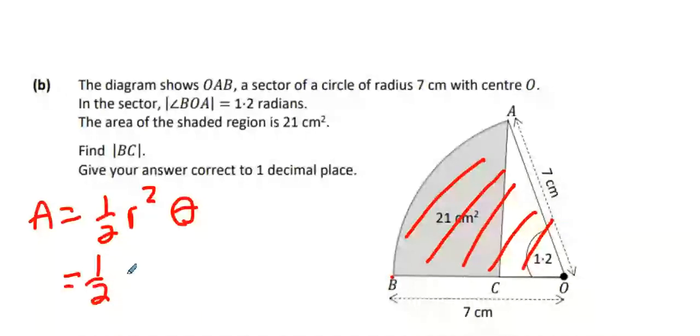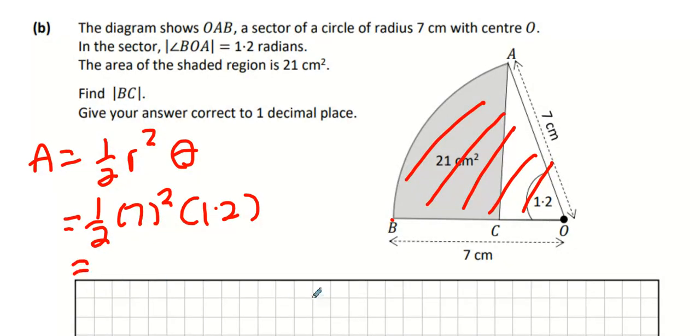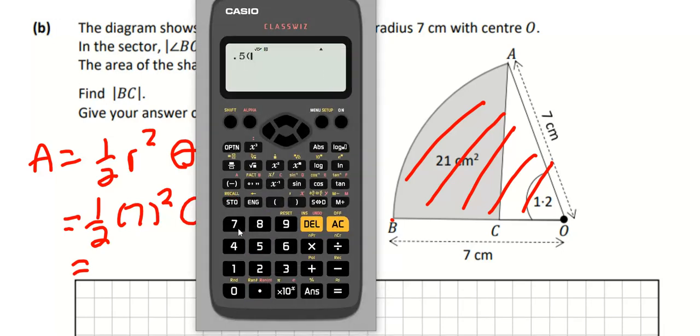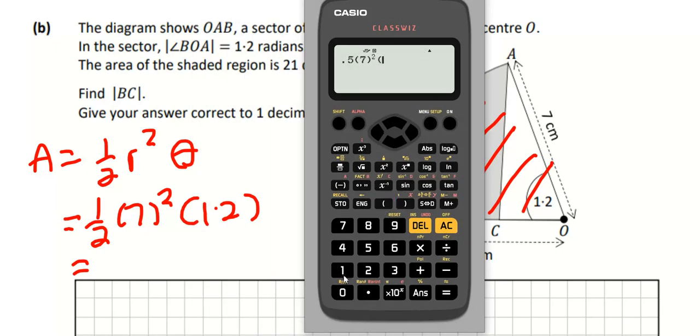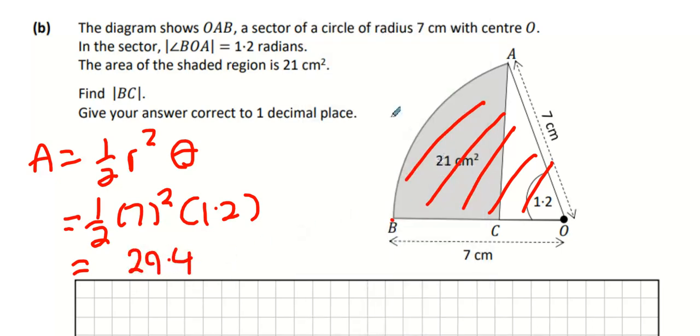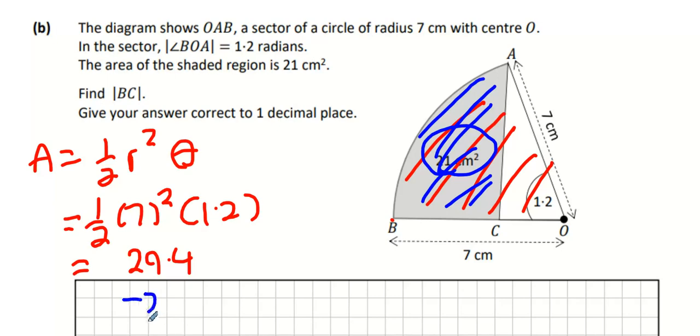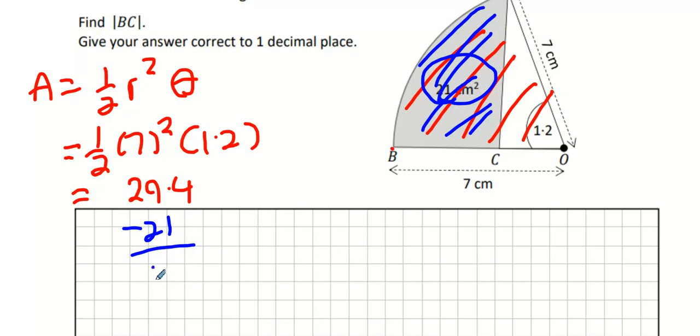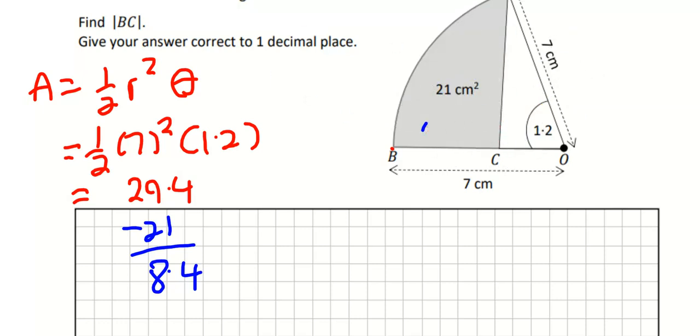That's going to be a half 7 squared 1.2. So 0.5, 7 squared, and then 1.2. And that is going to get me 29.4. Now I'm going to take away 21 of it. 21 of it is this region here. So I'm going to minus 21. And that's going to leave me with 8.4. So that means that this triangle here is actually 8.4.